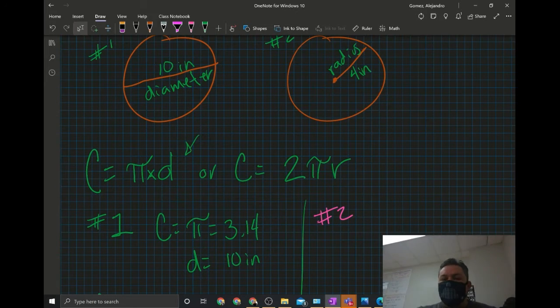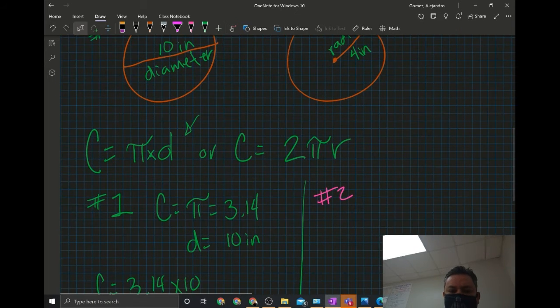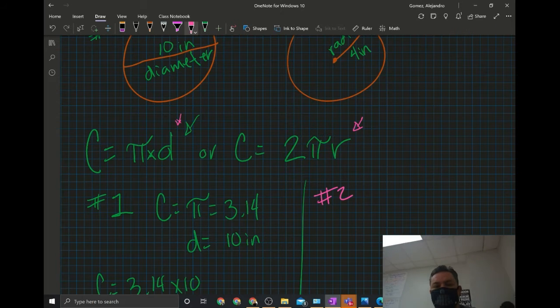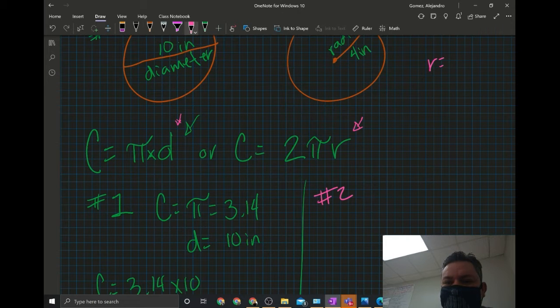Number two, they gave us the radius in this case. So now we can use either this formula or this formula right here. Now, something to remember: the radius is the line from the center of the circle to the edge, and the diameter is the line from edge to edge. Basically, the radius is half the diameter, or the diameter divided by 2.